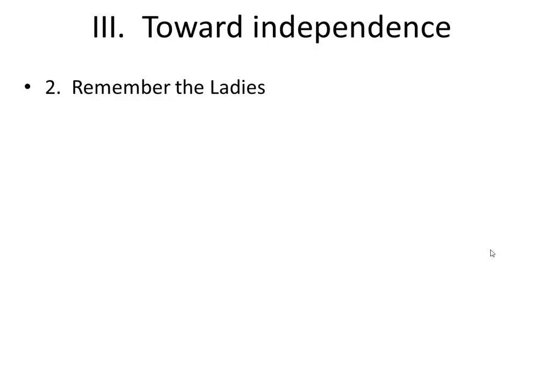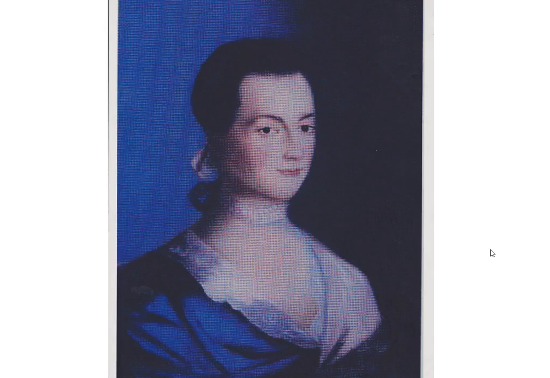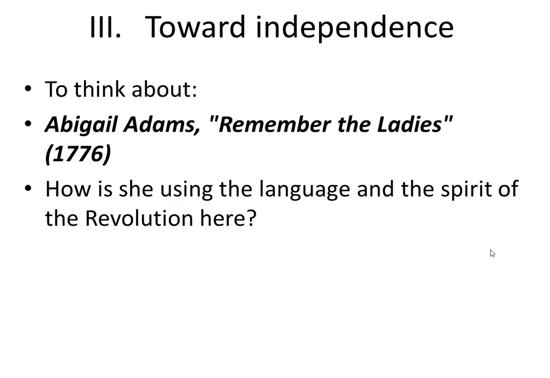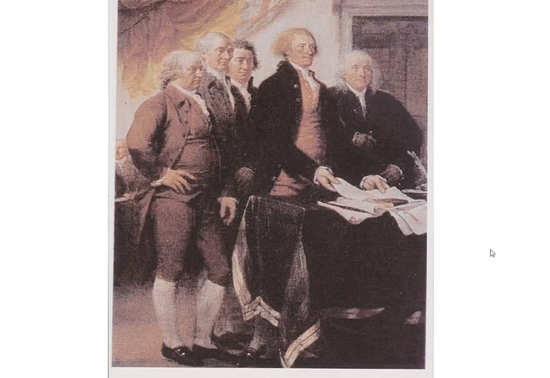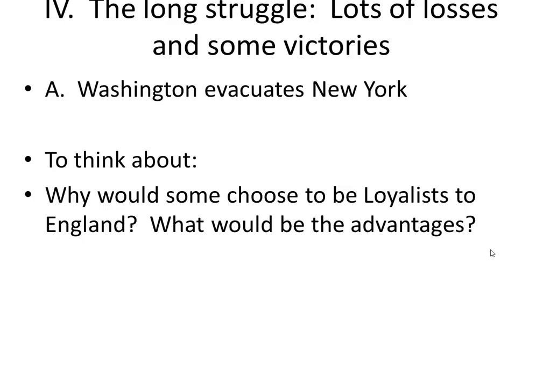Remember the ladies, these would be other people that are arguing for independence and freedom. So Abigail Adams, please take a look at her source. So it's pretty cool what she's arguing. She's John Adams, our second president's wife. Of course, there's no presidents yet. But how is she using the language and the spirit of the revolution here? And then we do get the Declaration of Independence. So July 4th, as you guys know, would be the date that it would be authorized.